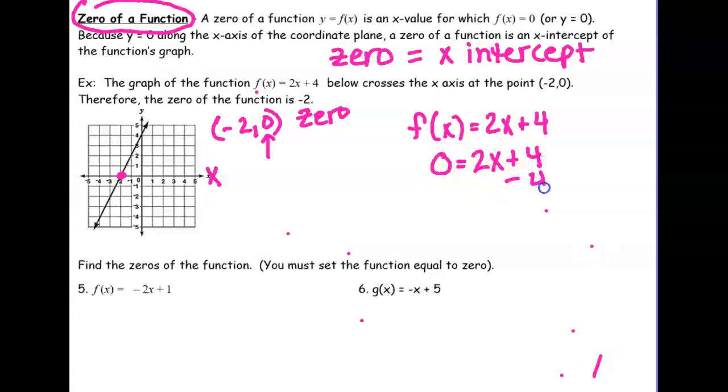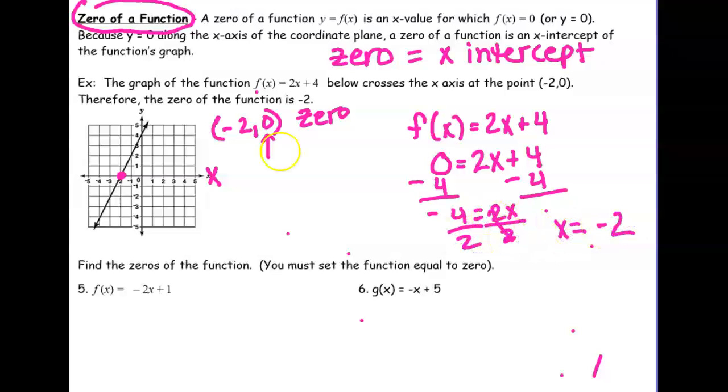Okay, so we do it just like we solved all our equations. We've got negative 4 equals 2x. We divide by 2, and our x is equal to negative 2. So the 0 of the function, we can either look at the graph and see the point where it crosses, or solve it algebraically and get the point negative 2, 0. In that case, it's also the x-intercept.